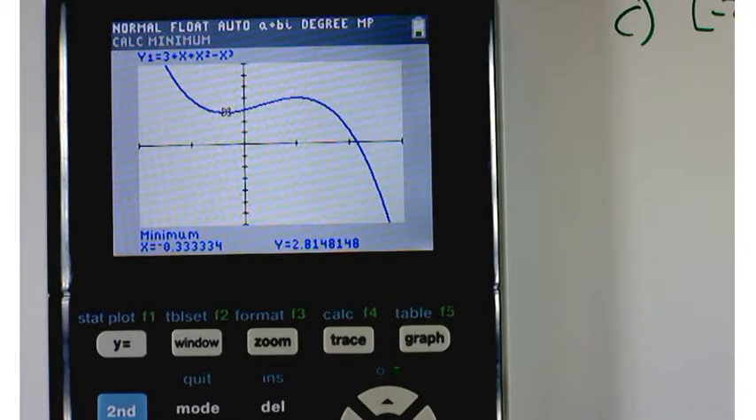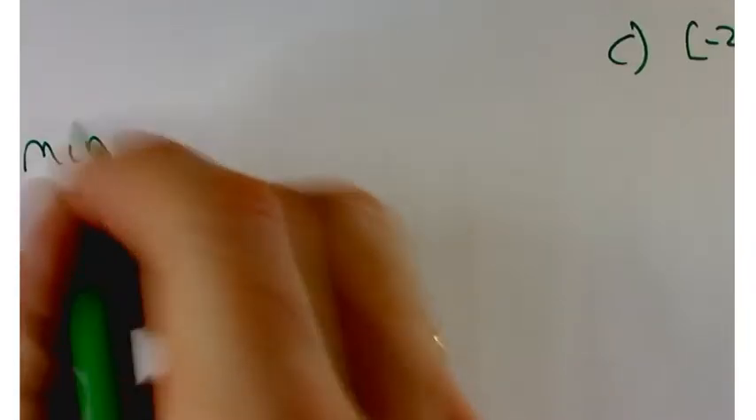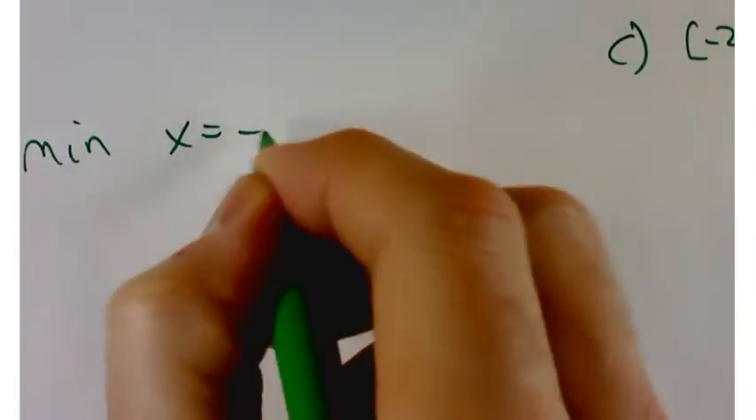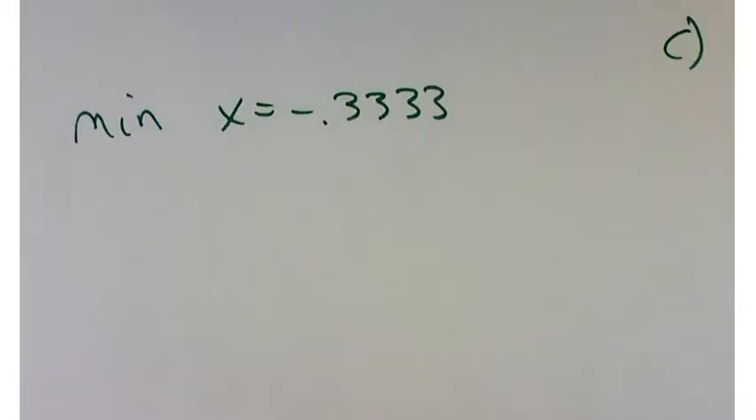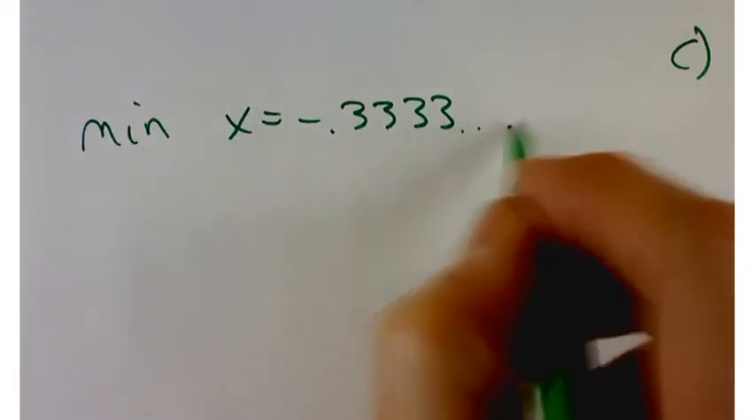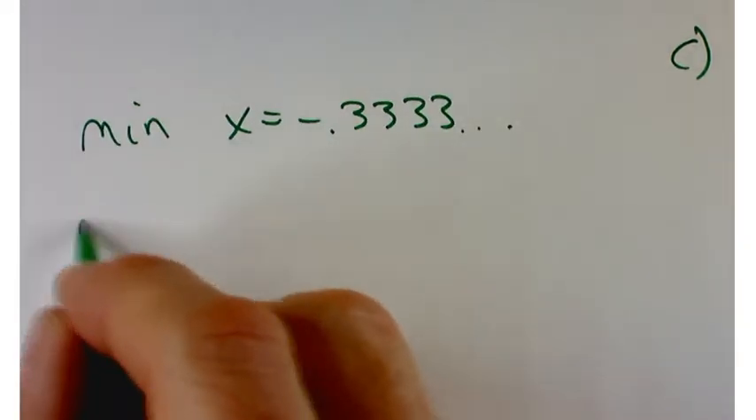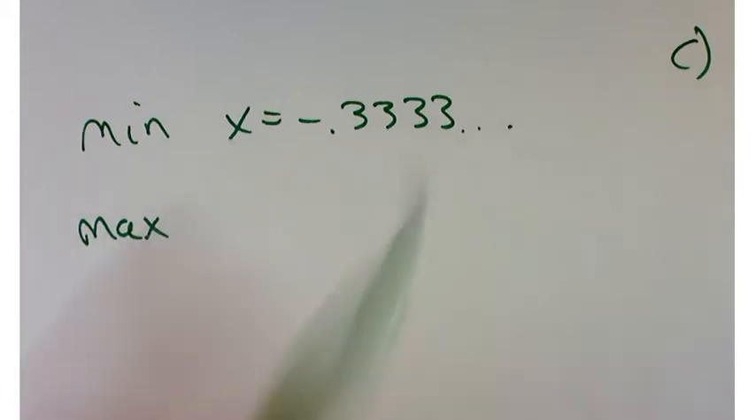Tell you what, we'll try it again with the maximum over here, so you can practice along. So the min is at x equals -0.3333. I'm pretty sure it would be exactly -1/3 if we weren't using a calculator, if we were using, say, methods of calculus. And let's figure out where the maximum is.